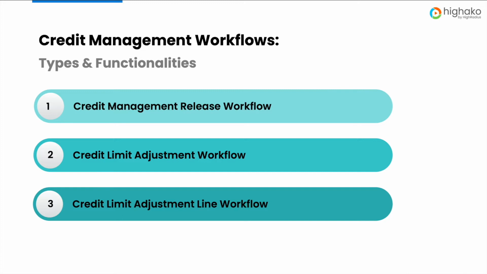Next is credit limit adjustment workflow. This workflow is used in the overall journal approval process. In simple words, it is used to increase or decrease a customer's credit limit. Last one is the credit limit adjustment line workflow. This works as a sub-workflow in the credit limit adjustment journal form, but on the line level. It also allows for additional granularity for the approvals at the line level.